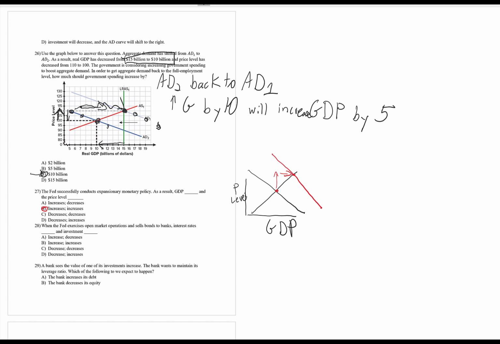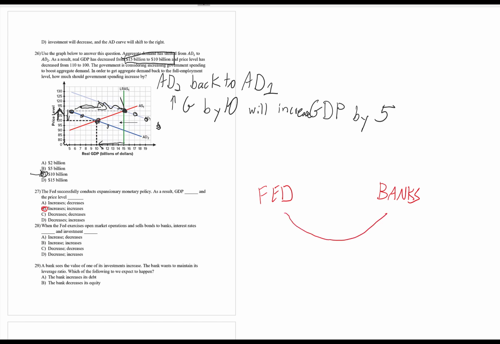Okay, for 28, let's think about what's going on when the Fed sells bonds to banks. So we have the Fed here, banks here, bonds going from the Fed to the banks, selling them, so the banks are giving the Fed dollars.